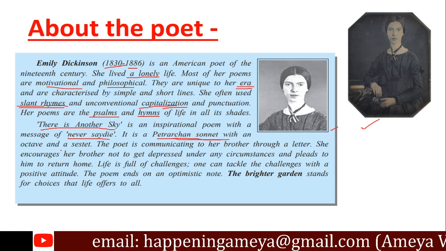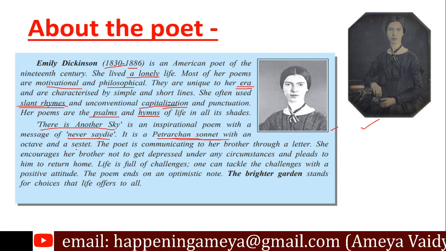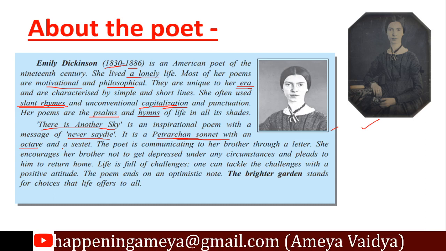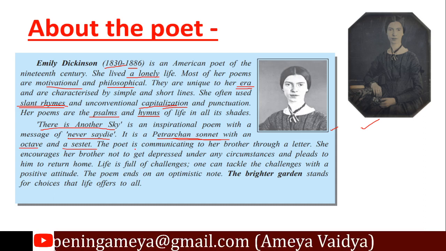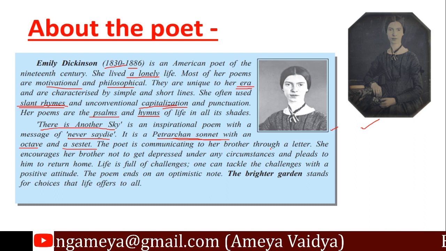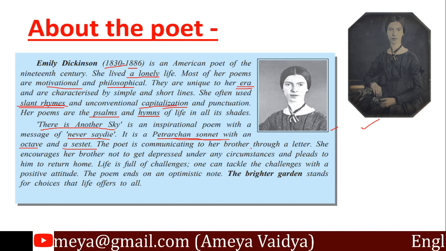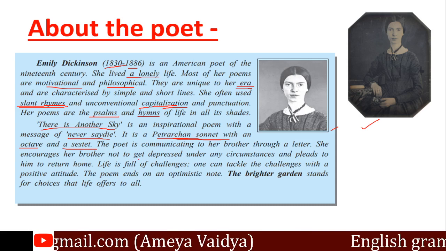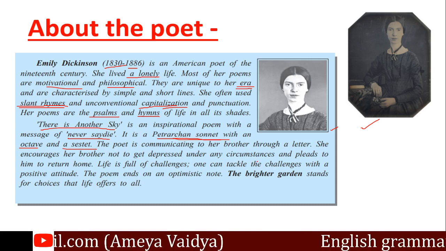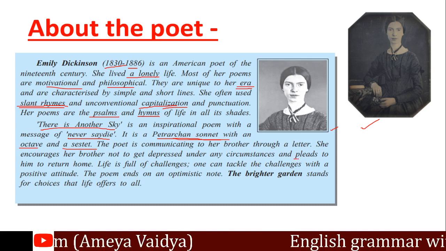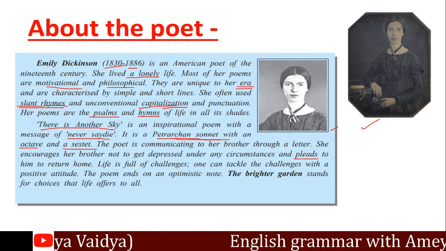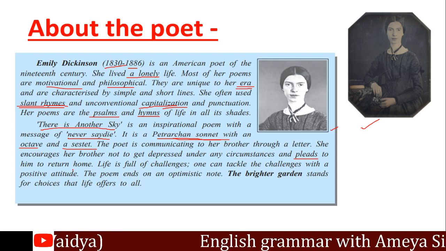It has an octave and a sestet, and I will definitely tell you more about what is an octave and what is a sestet. The poet is communicating to her brother. I've already said that I believe his name is Austin. We'll find out soon. She encourages her brother not to get depressed under any circumstances and pleads. What do you mean by pleads? Requests. Make a sincere request. So she pleads to him to return home.